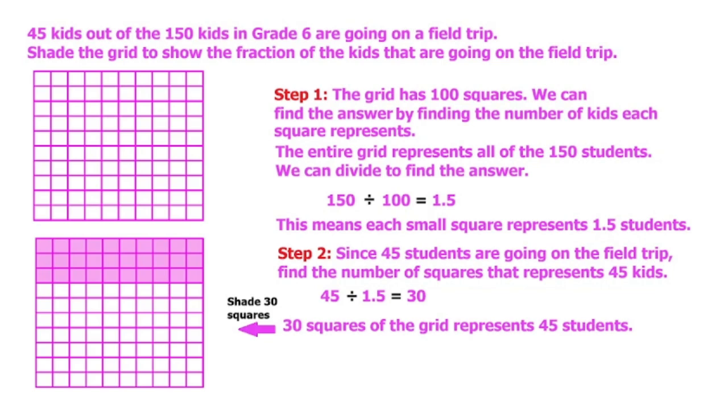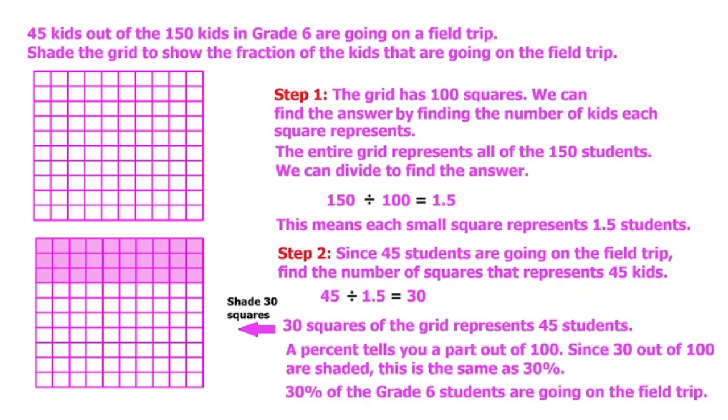And remember, a percent tells you a part out of 100. So since 30 out of 100 are shaded, this is the same as 30%. So 30% of the grade 6 students are going on the field trip. And that's how you do that problem.